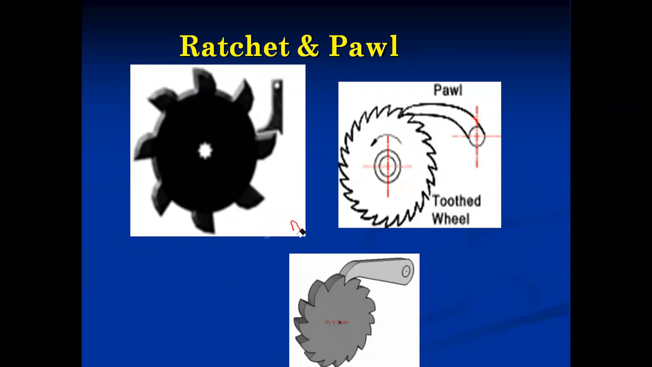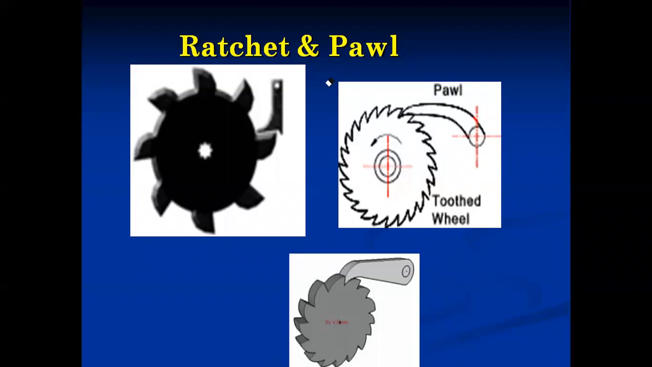And what about this pawl? That lever-like structure is called the pawl. So the most basic function of ratchet and pawl is to allow motion in one direction. Okay, so now practical examples.